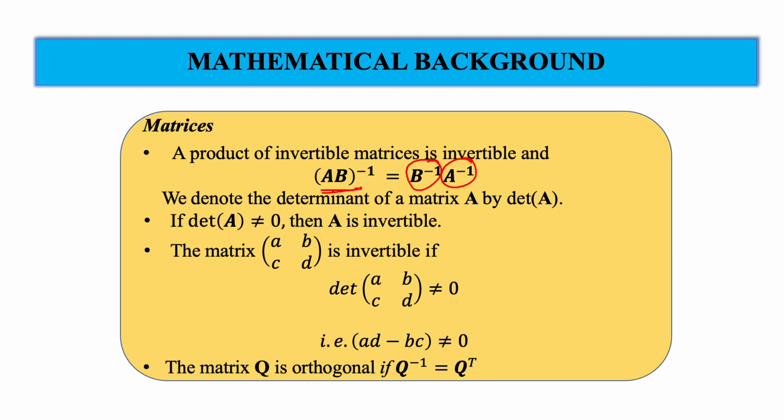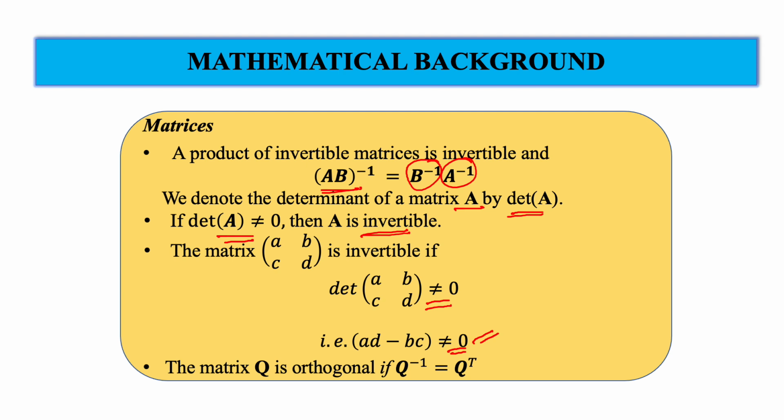So we will denote the determinant of matrix A as det A. Now there is an important result which says that if the determinant of matrix A is not 0, then A is invertible. So this means that the matrix A, B, C, D is invertible if its determinant is not equal to 0, which means AD minus BC is not equal to 0. When we talked about this same matrix earlier, we wrote down AD minus BC is not equal to 0. So if the determinant is not 0, the matrix is invertible.